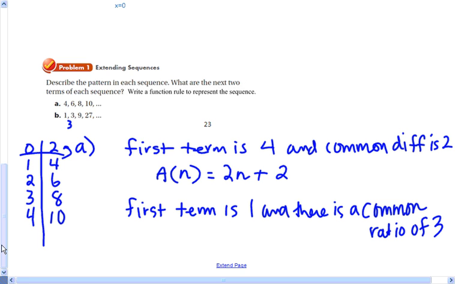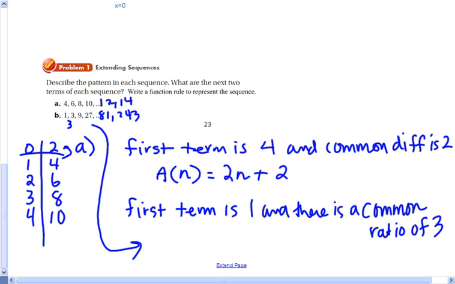Oh, I forgot to write down the next two terms. This one would be 12 and 14. And 27 times 3 is 81, times 3 is 243. The second one, the function rule for that, since there's a common multiple, that's an exponential sequence.